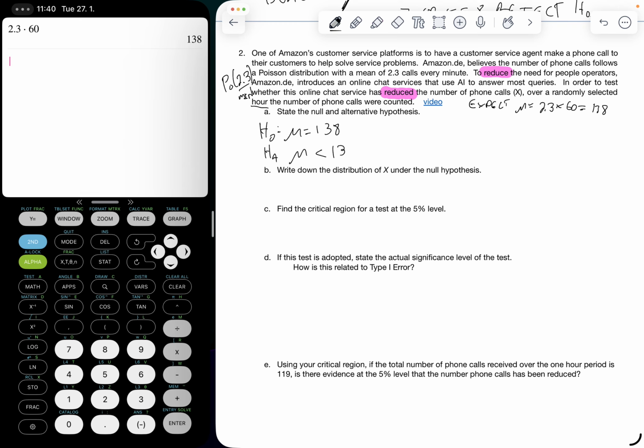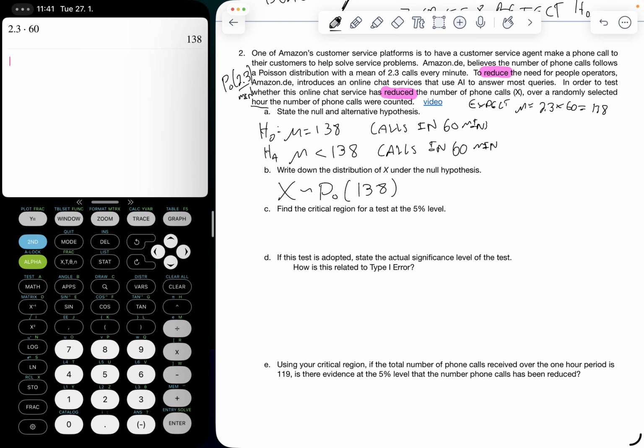So we'd expect 138. But now with the chatbot, they're going to see if the average has gone to under 138, and we're going to have to find a critical region and test the p-value, all the stuff that we usually do with hypothesis tests. So average is 138 or average is less than 138 is what we're looking for. Calls, let's say in 60 minutes. So calls in 60 minutes. Okay, so the distribution X under the null hypothesis, so we have X is Poisson with an average of 138, right? 138 because it's the number of calls in an hour.